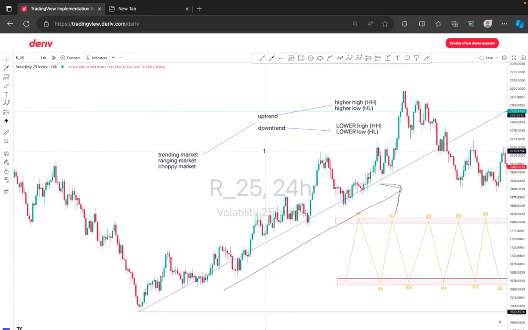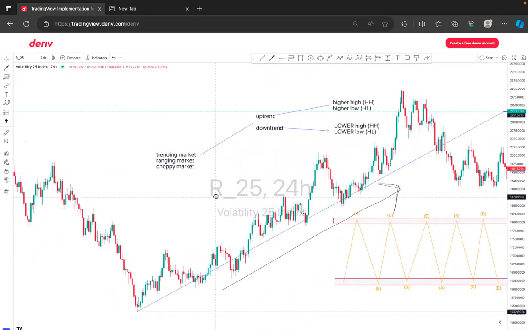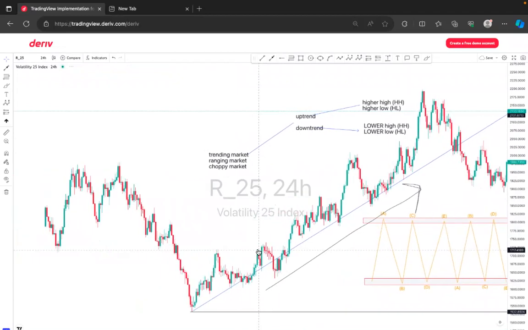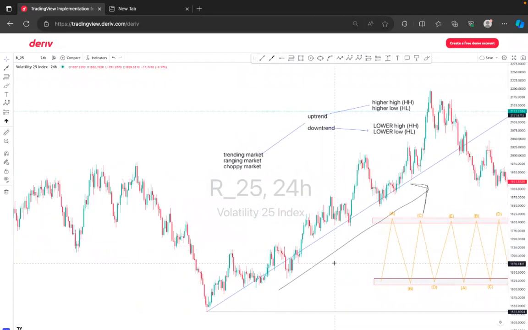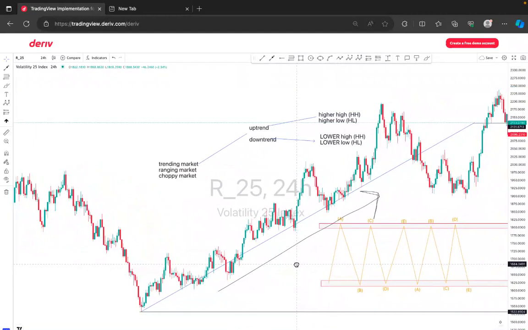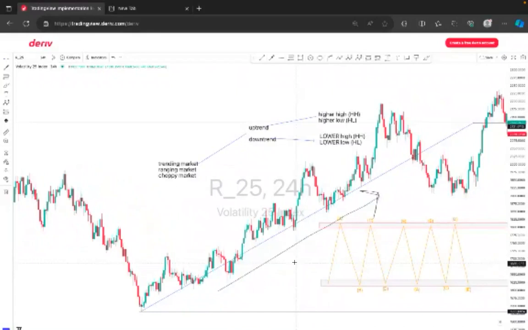Now let me explain. I wish I could have explained demand and supply before this, but since we're following the textbook, let's go. What they mean by higher high and higher low is this: we said this is an example of an uptrend market, and the validation of an uptrend market is the creation of higher highs and higher lows.